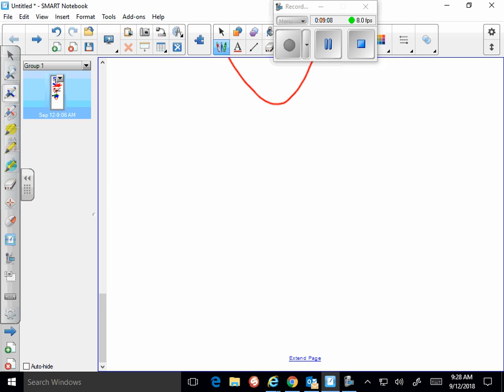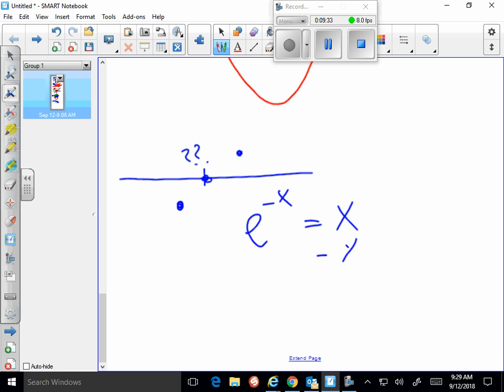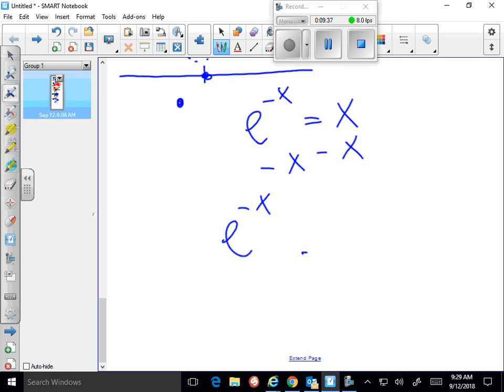So if one of those values is negative and one of those values is positive, then we can use IVT to identify a 0 of the function. But that requires me to have a function equal to 0 to find the x-intercepts of. So instead, I'm going to subtract x from both sides, and I'm going to say e to the minus x minus x equals 0. Aha!